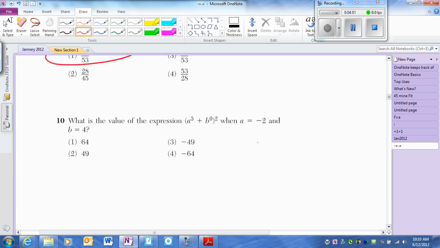So if you did -2 stow a, and 4 stow B, and type that directly in your calculator, it would give you the right answer. A cubed is negative 8. Anything raised to 0 power is 1. So this would be negative 2 squared, which is positive 4.